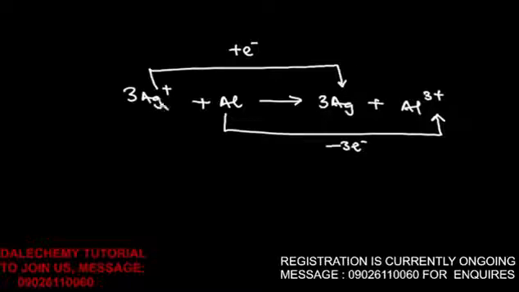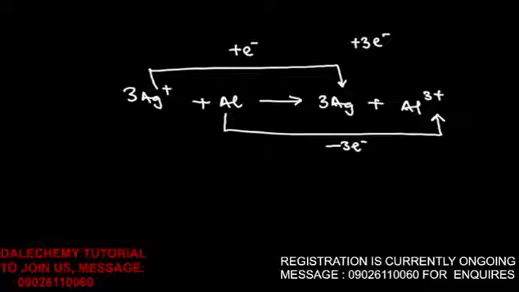So each Ag+ gains 1 electron, and we have 3 of them. So the total number of electrons gained in this reduction is 3, and the total number of electrons lost here is also 3. So that means that it is balanced.